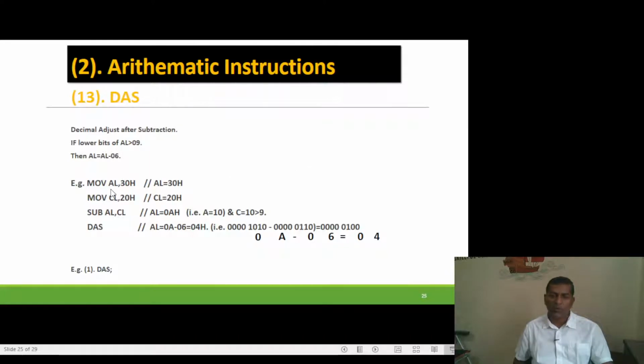The example is MOV AL, 30H; MOV CL, 20H. The content 30 will be assigned into AL, and the 20 will be assigned to CL. Then SUB: the contents of CL will be subtracted from AL, and the final result will be stored in AL, that is 0A. Then DAS, decimal adjust after subtraction, will convert it into decimal. So AL will have 0A, 06 will be subtracted from that, and we get a final result of 04.